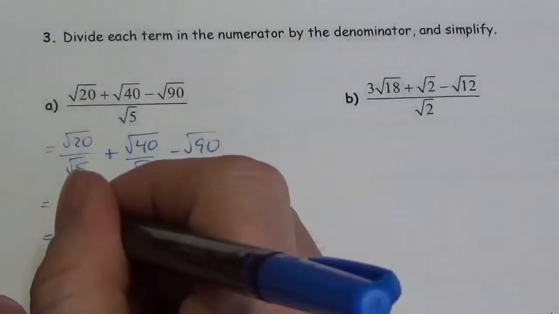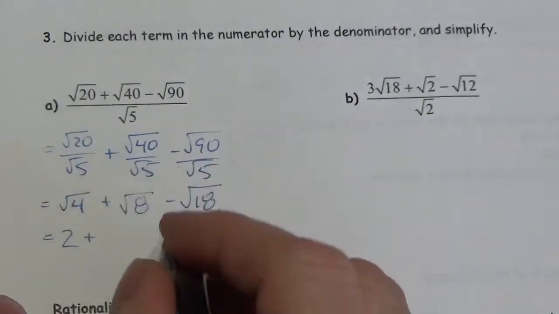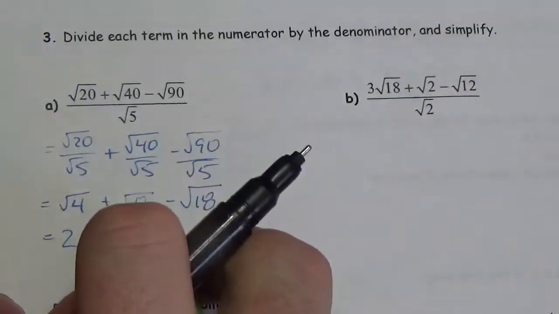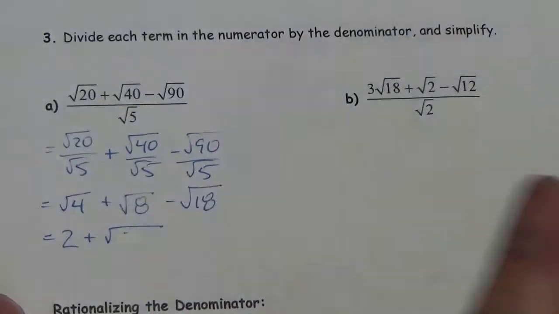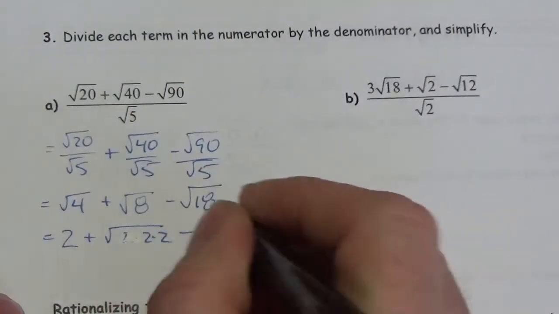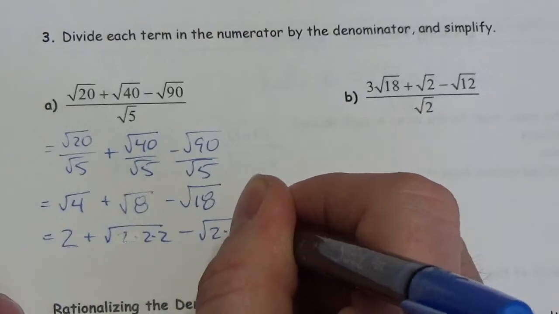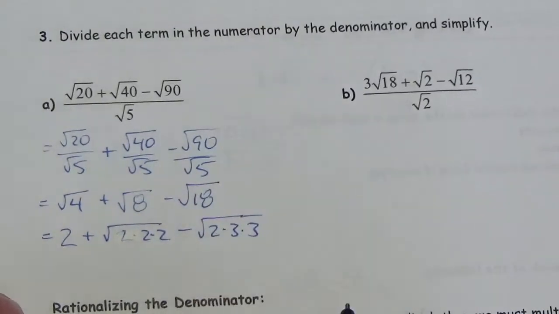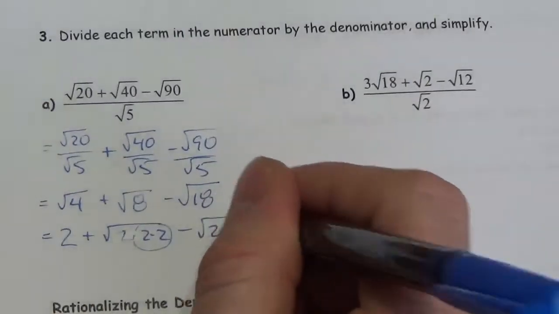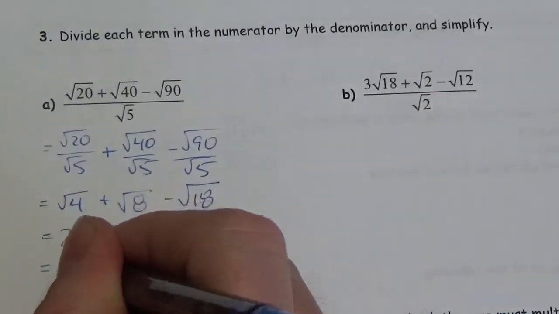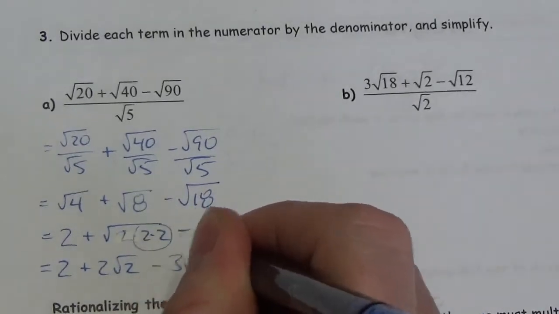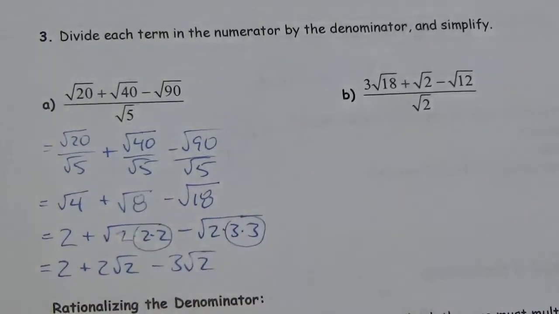So the square root of 4, well, that's easy. That's just 2. 8 is, whoops, I wanted to write 8 underneath there again, but I'm breaking it up here. This is going to be 2 multiplied by 2 multiplied by 2. And 18 is going to be 2 multiplied by 3, right? 2 times 9. So I can take out a 2 there. I can take out a 3 there. So this becomes 2 plus 2 root 2 minus 3 root 2.